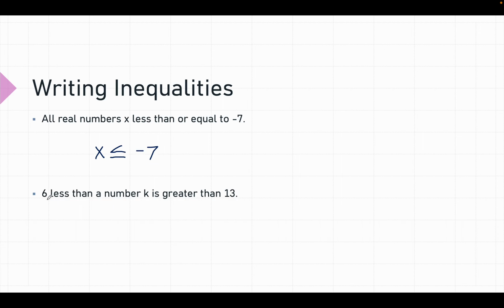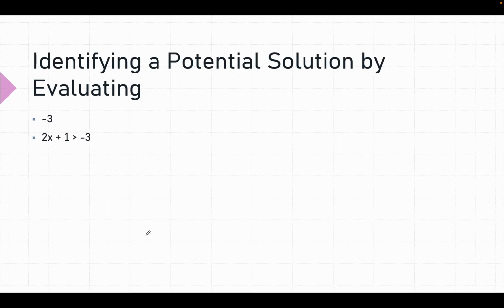Let's try this one. 6 less than a number k is greater than 13. All right, so 6 less than number k. Oh, I gotta come back here and go k minus 6 is greater than 13. See how that works? All right, let's try a few more.